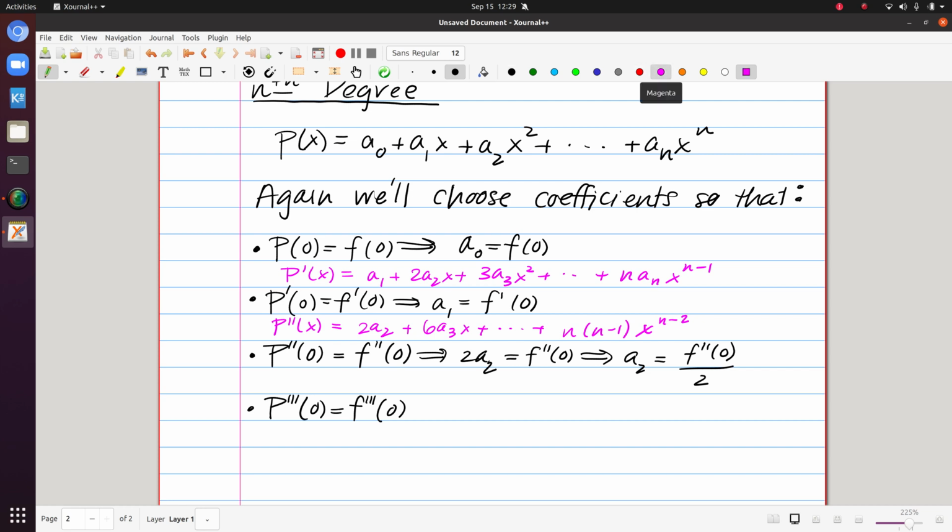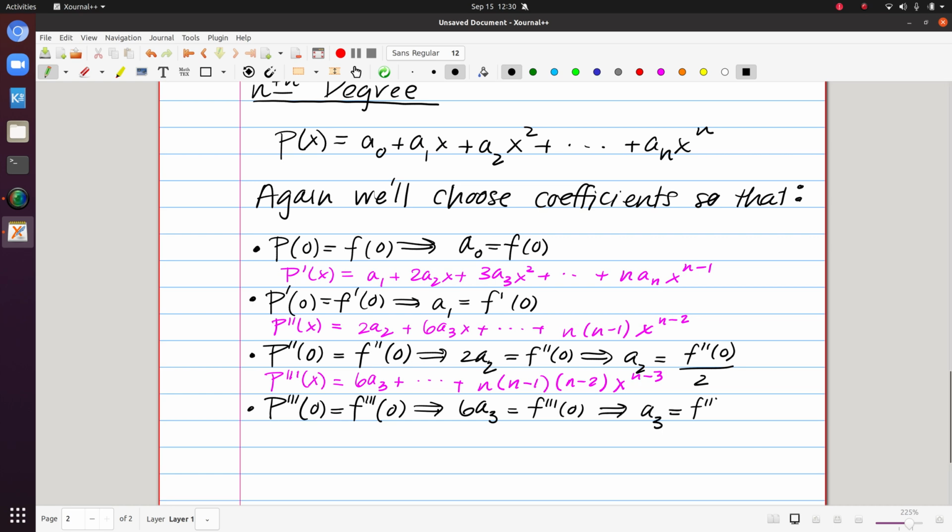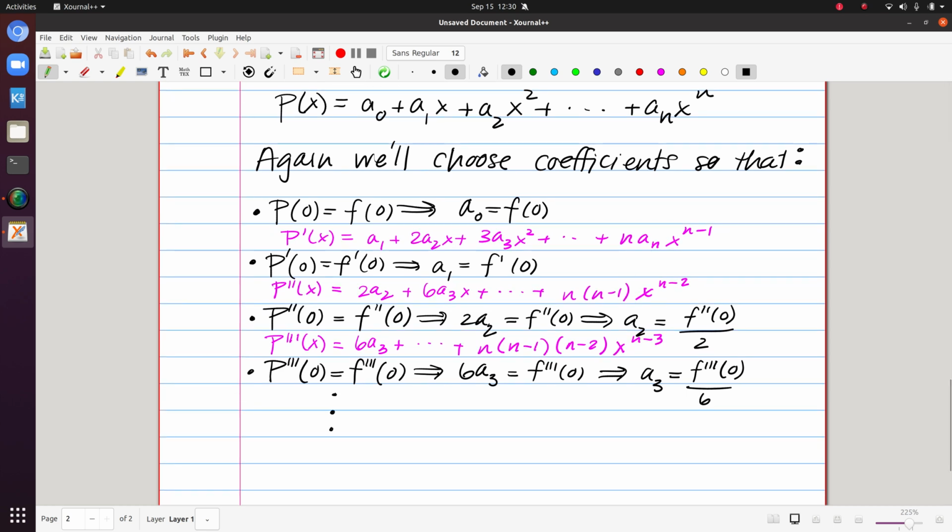So thinking about what the third derivative of p would be as a function of x, we would get 6a3, and then this last term would be n times n minus 1 times n minus 2, x to the n minus 3. When I plug in 0 there, I'm left with 6a3. And I want that to equal the third derivative of f at 0. Consequently, I want to choose a3 to be the third derivative divided by 6. So I'd like to be able to extend this to a point where I can ensure that the nth derivative of p at 0 equals the nth derivative of f at 0.